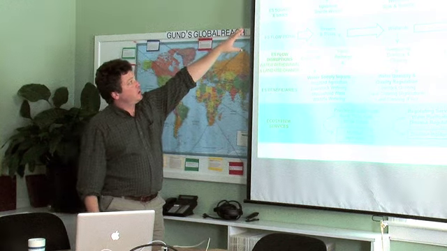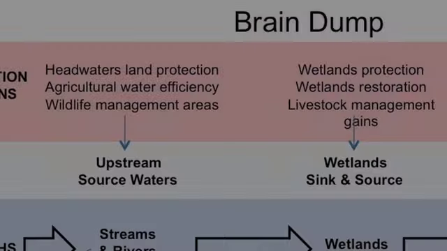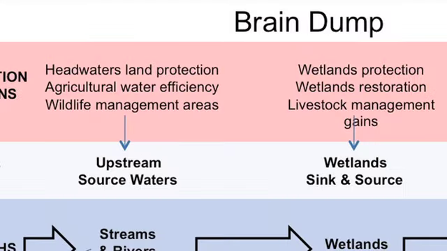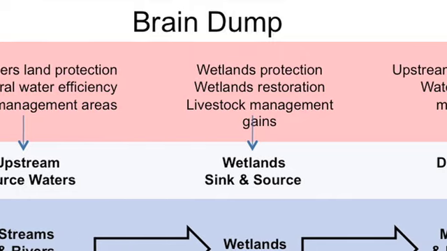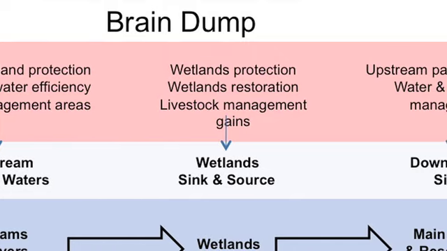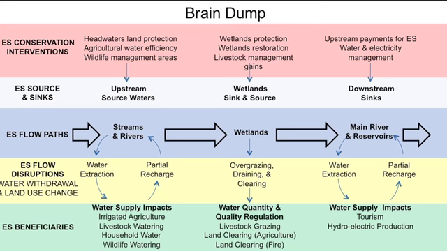From the headwaters type stuff, like if we improve ag efficiency, what does that get us? Wildlife management areas, wetlands protections, wetlands restoration, livestock management gains in the pastoralist areas.